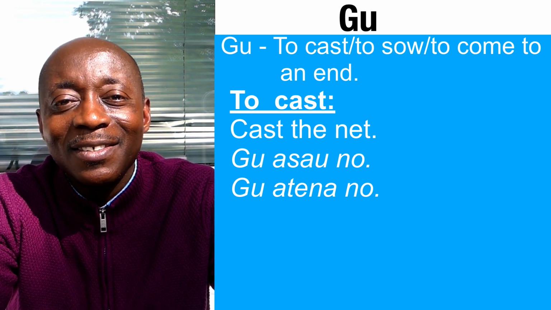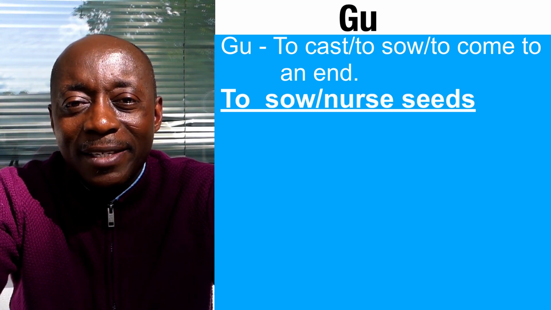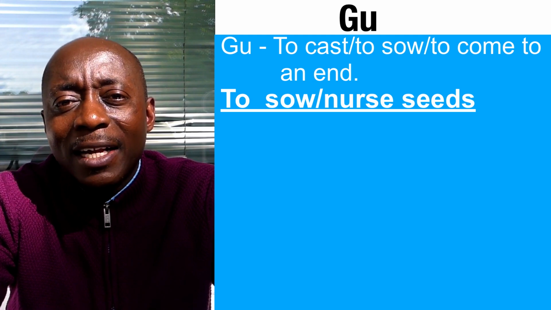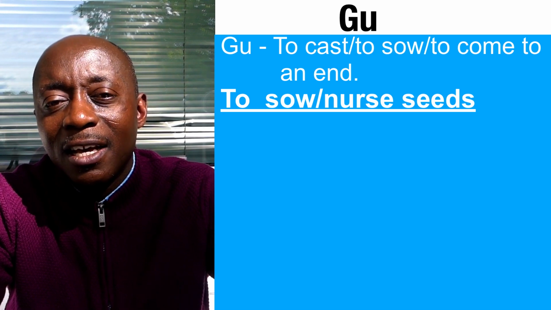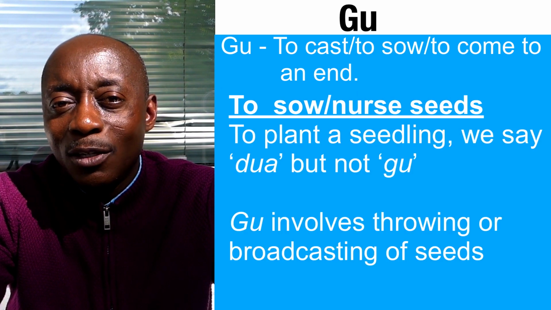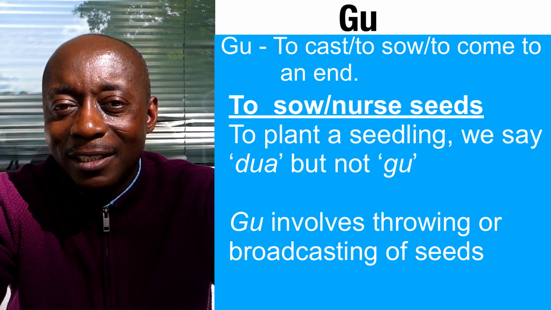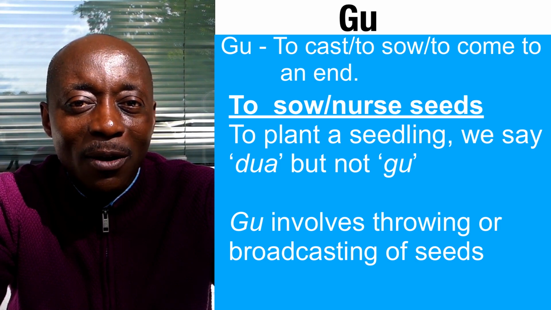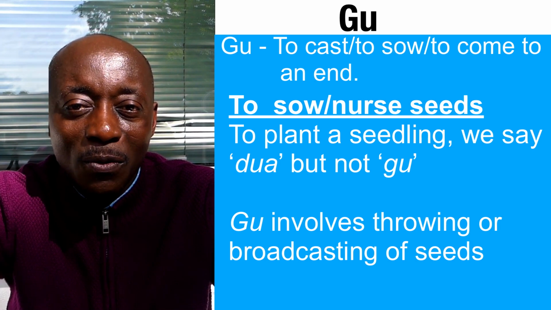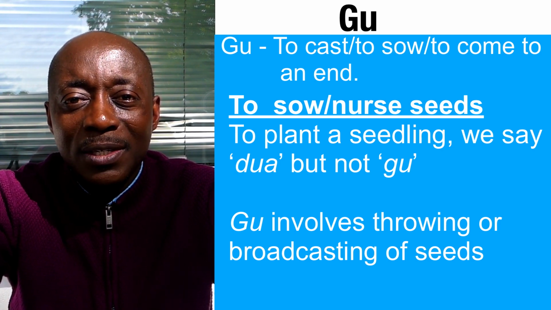Good. Let's go to the second meaning, and that is to sow seeds. In fact, this meaning is specifically to sowing of seeds. If you are planting a seedling, you are not casting it. You cannot use this word gu. In that sense, you say dua, that is plant. Plant the seedlings. So if you are planting seedlings, you cannot use this vocabulary gu. Very good. So gu means to sow seeds.